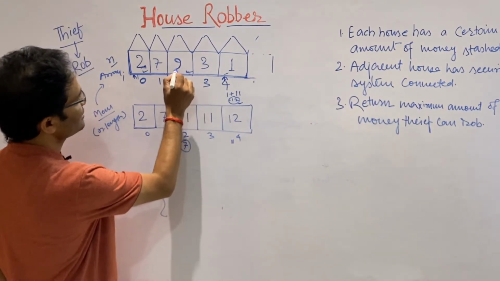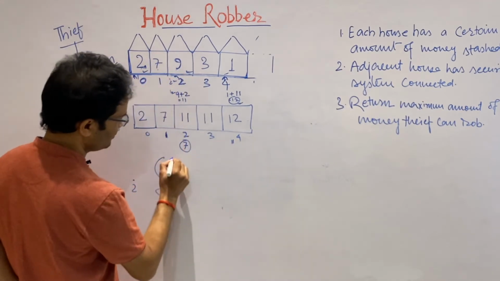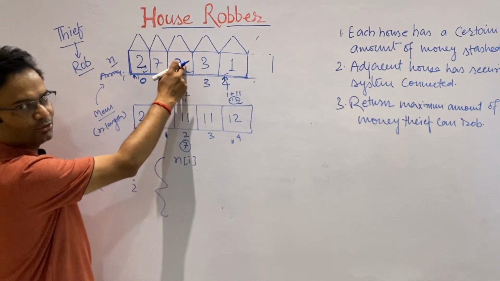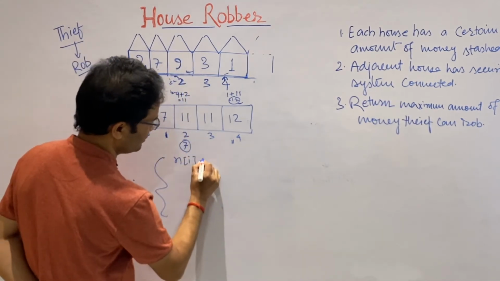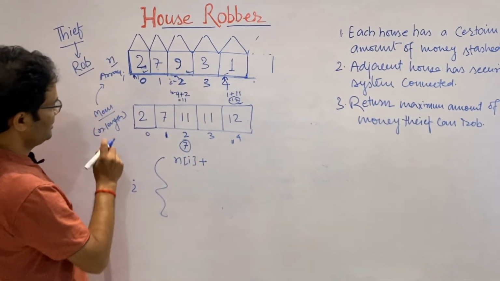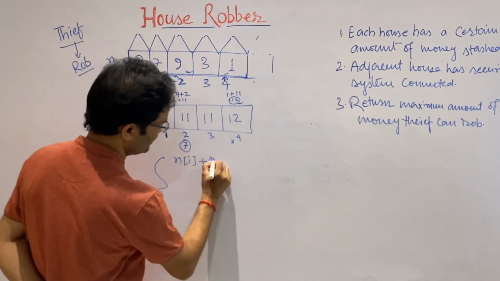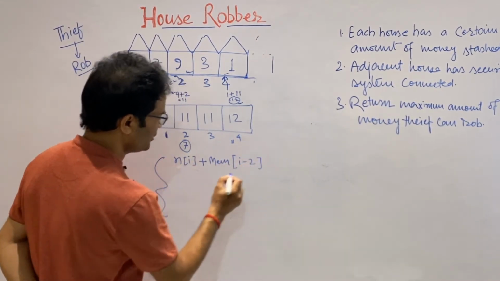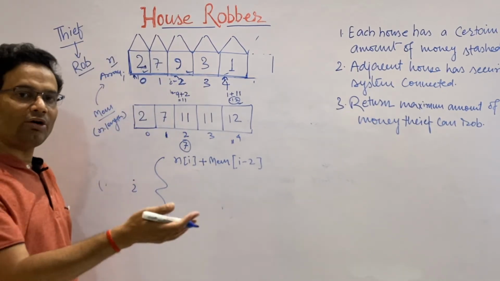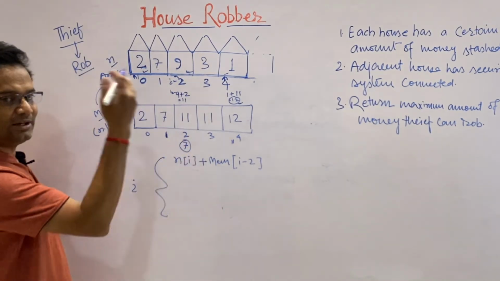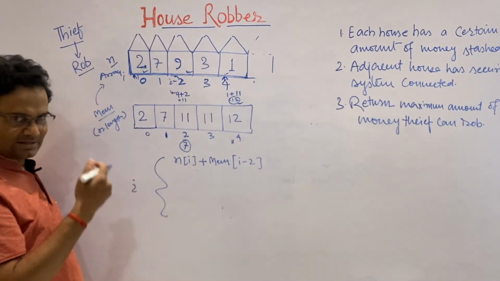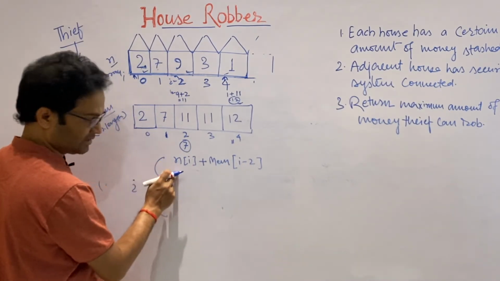9 plus 2 means the value n at index I, n[i], which is the value 9, plus this is the memory, mem[i minus 2], because that much value is already accumulated previous to previous. How do you get the previous to previous? You have to do the minus 2, right? This is the one option they have.